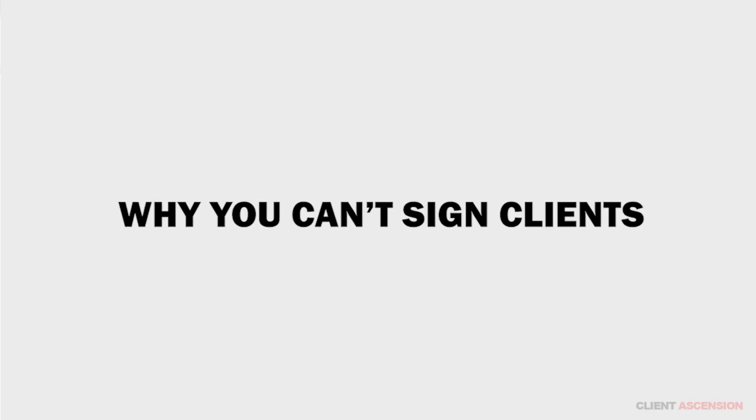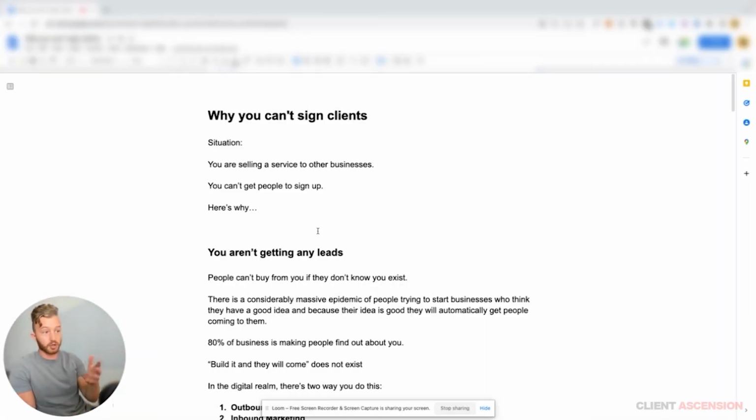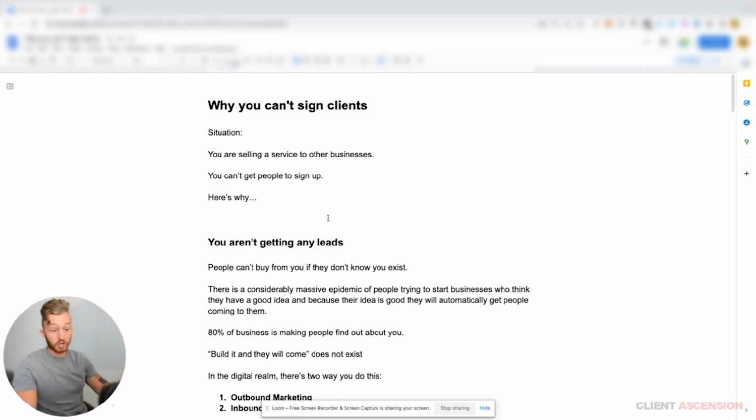But let's go ahead and get straight into this. So I'm going to go ahead and put this normal. And we're going to talk about why you can't sign clients, right? So let's assume a situation. You are selling a service to other businesses and you can't get people to sign up. Let's say it's like a $3,000 a month service and you can't get people to sign up with you, right? So we're going to talk about three issues here.